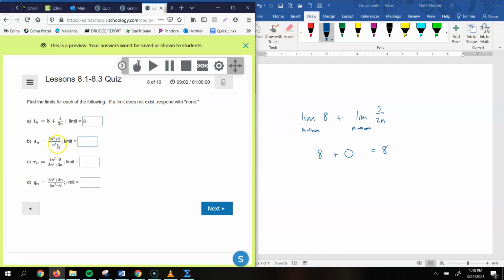Now for letter B, since the degree in the numerator and the degree in the denominator are the same, your limit is going to be the leading coefficients of the numerator and the denominator. So it'd be 3 in the numerator and 1 in the denominator. Well, 3 over 1 would just be 3.